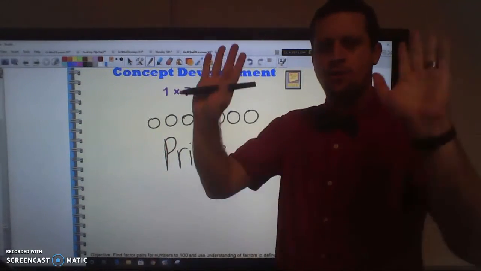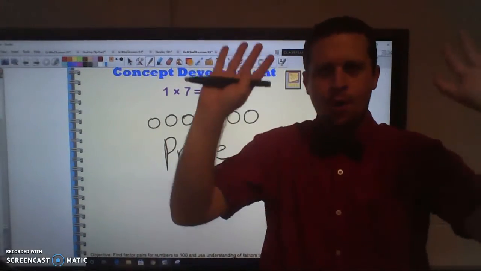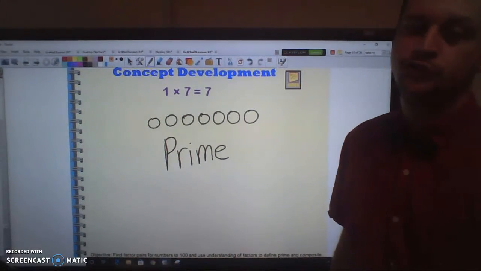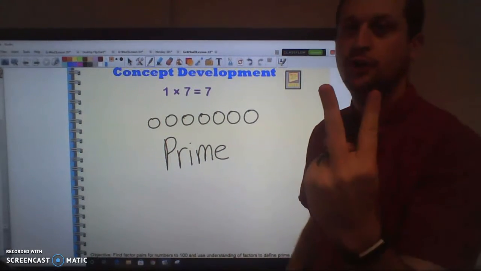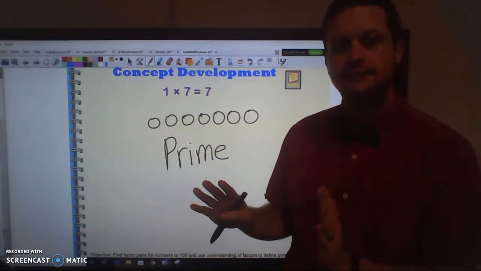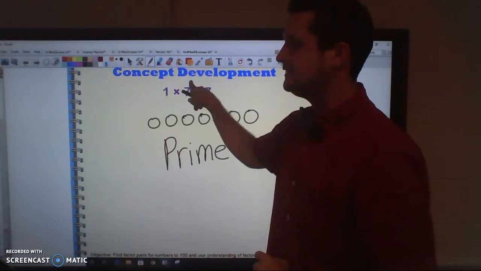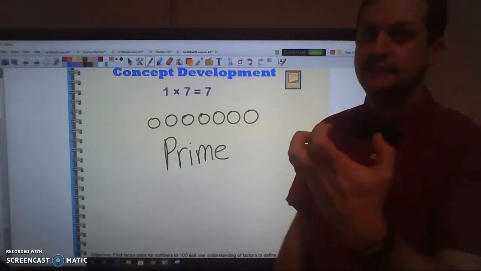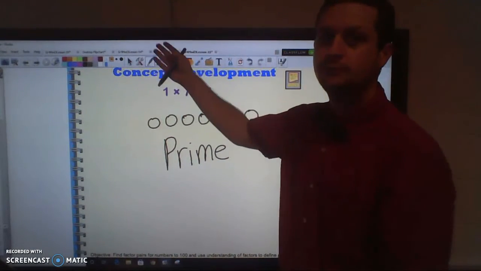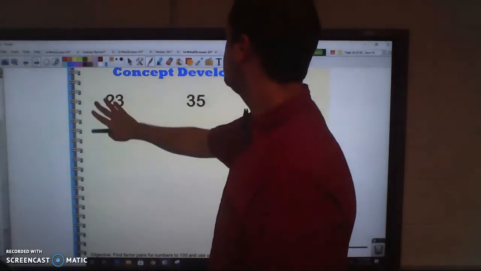Composite has more than 2 factors. Okay? So composite has more than 2 factors. Prime only has 2. Exactly 2. Okay? No more, no less. Okay? Prime numbers only have 2 factors. 1 and itself. Just like the only way to make yellow is yellow. Having the color yellow. Only way to get to 7 is 7 times 1. The same exact number.